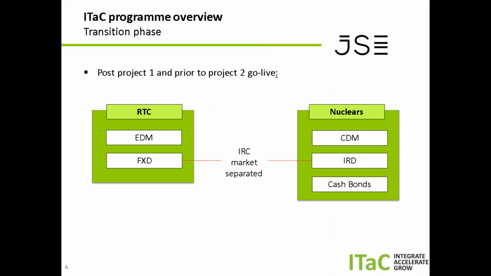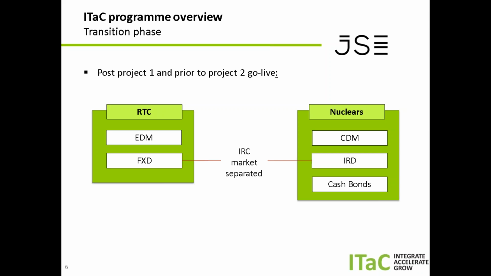Yep. Okay. So post Project 1 and prior to Project 2 go live, this is what it will look like. So on RTC, you'll have your equity derivatives and currency derivatives. And then still on the old platforms, you'll have commodity derivatives, the interest rate derivatives, and then the cash bonds. And as you can see, the IRC is being split because FX is moving over to RTC. RTC stands for real-time clearing.